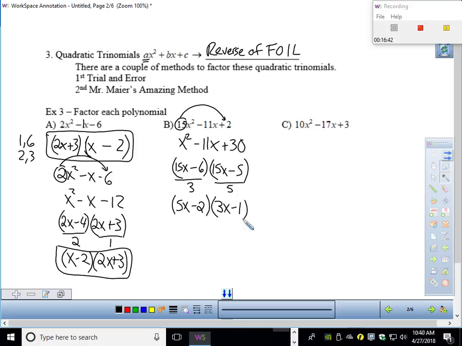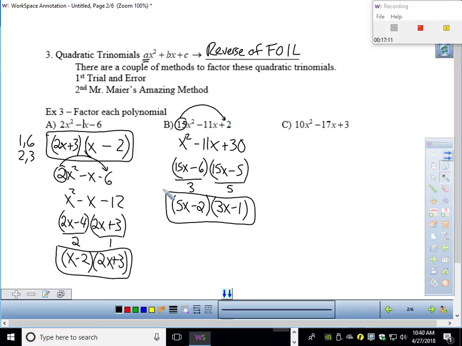Now if you're ever unsure if you did it correctly, remember, just FOIL it quickly out. Now I know the first and the last do work, but let's just quickly check the outside and inside. The outside would produce a negative 5x. The inside would produce a negative 6x. So negative 5x, negative 6x make negative 11x. That's your winner.